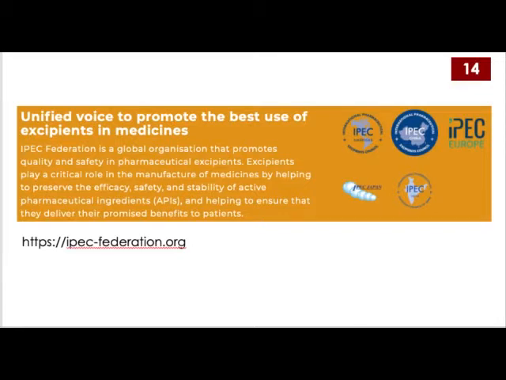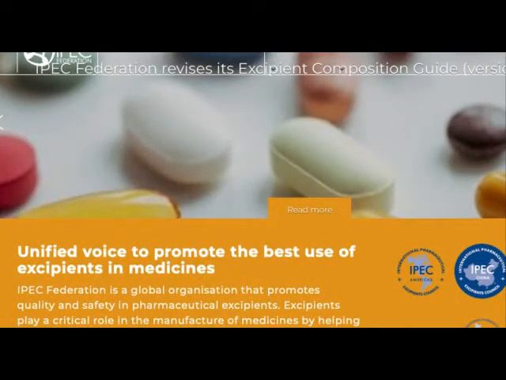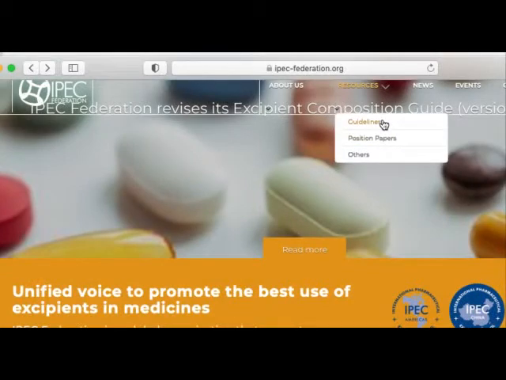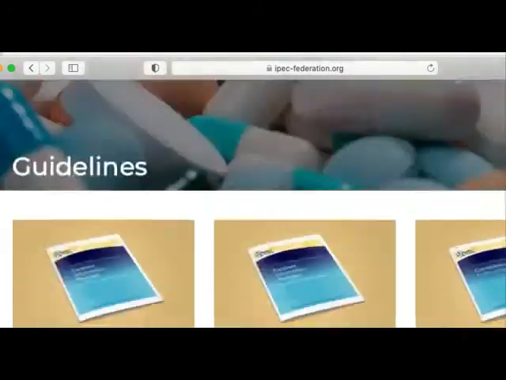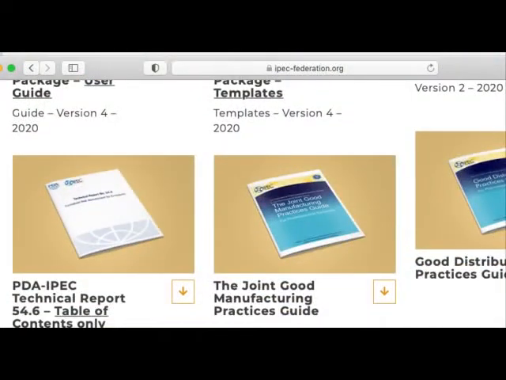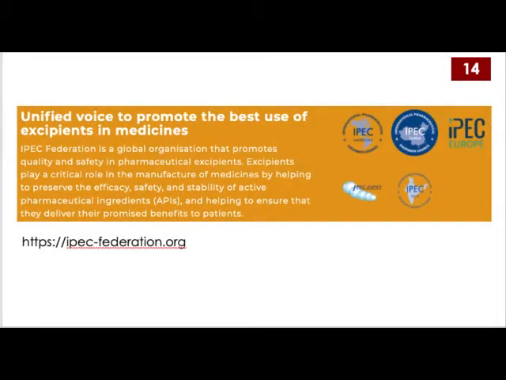Let me show you the website, so this is how it looks. Over here there's a tab on resources, with some guidelines. There's quite a lot of it, so if you're interested, you can go through them, right? A lot of the time it's very well controlled, right?